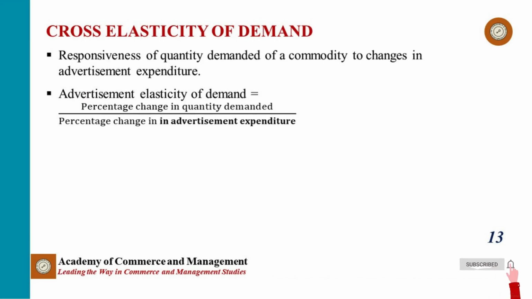The next type of elasticity of demand is advertisement elasticity of demand. Advertisement elasticity of demand is the responsiveness of quantity demanded of a commodity to changes in advertisement expenditure. Advertisement elasticity of demand equals the percentage change in quantity demanded divided by the percentage change in the advertisement expenditure.